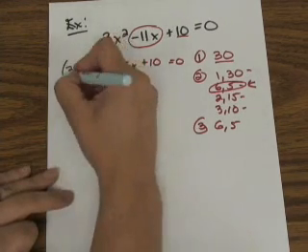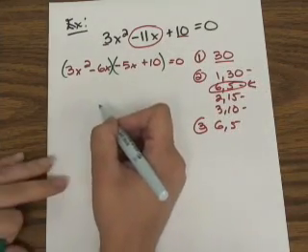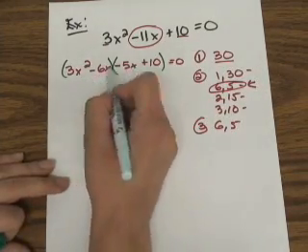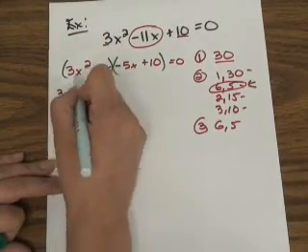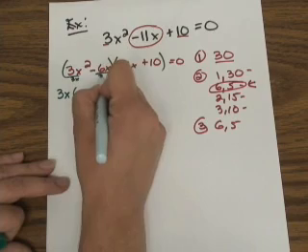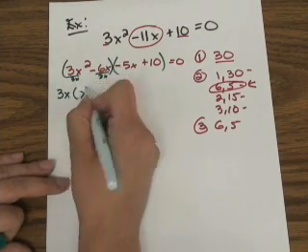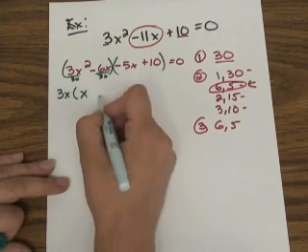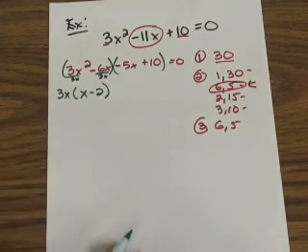When factoring by grouping, we group the first 2 terms and the last 2, and we begin to pull out the GCF. 3x squared minus 6x has a GCF of 3x. So when we take out 3x, let's see what's left. 3x squared divided by 3x leaves me with an x, and negative 6x divided by 3x leaves me with a minus 2.